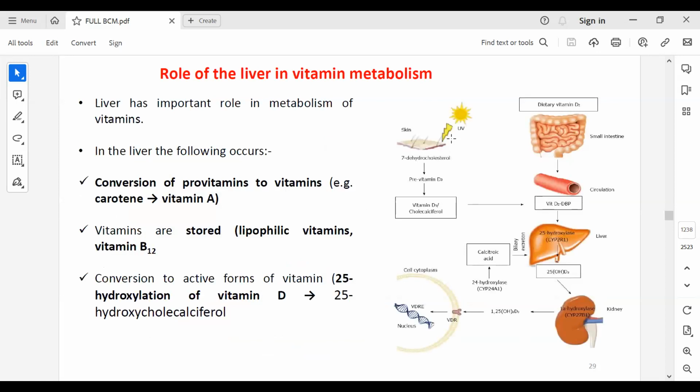The liver also carries out vitamin metabolism, and we know, for example, it converts carotene into vitamin A. It also stores some vitamins, like vitamin B12. It also activates some vitamins, like vitamin D, and it's one of the MCQs that vitamin D is activated at two places: one in the liver and the other in the kidneys.